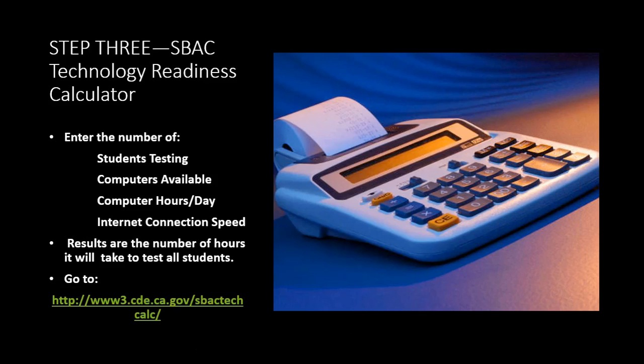The third tool is a technology readiness calculator. You will need to find out or decide how many students you want to test at one time, how many computers you're going to have available to test those students at the same time, how many hours per day you want to use that lab to test, and then your internet connection speed. Next.